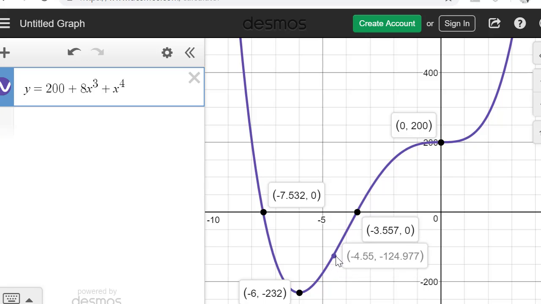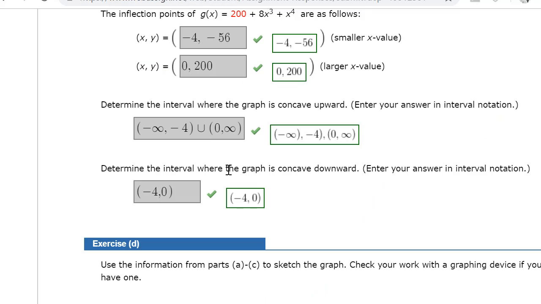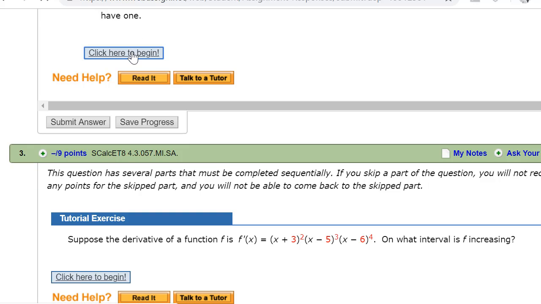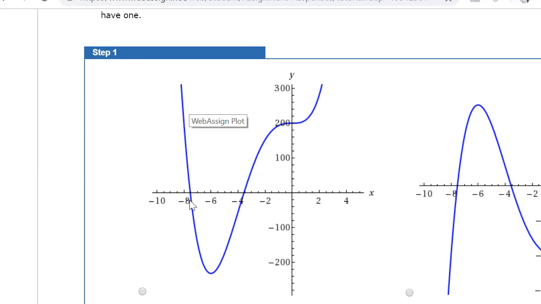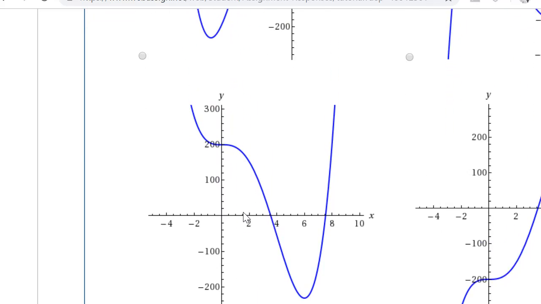So somewhere over here, -4, -56 is another important point. That is another inflection point that we have. This is how our graph would look if we go back and select the correct graph. Hopefully we can pick a graph that looks like that. So it goes down, it crosses 200, we have an inflection point at -4. This looks awfully close. Let's go check the others. Nope, I think this is it.